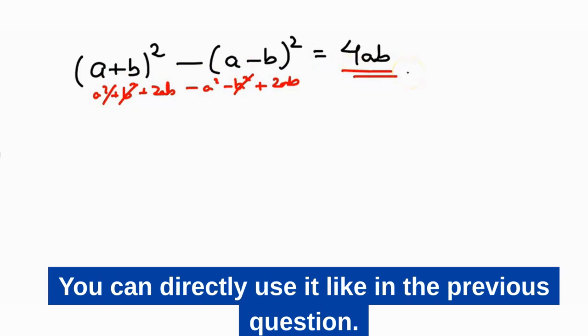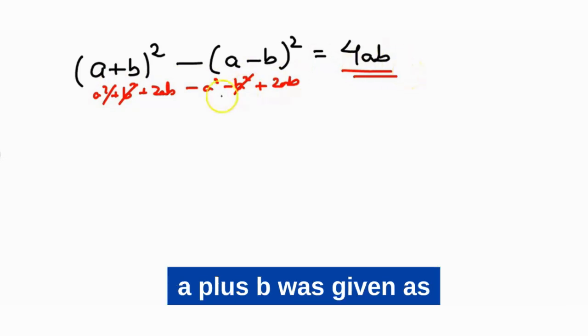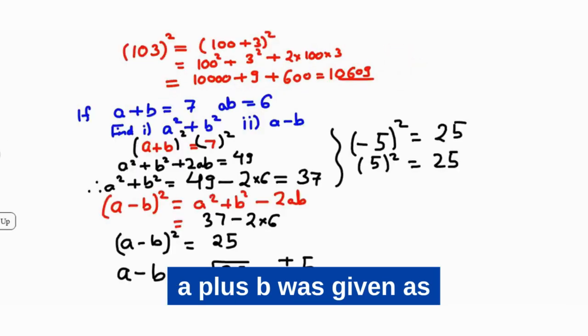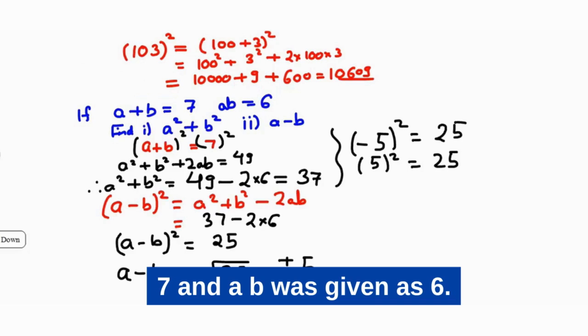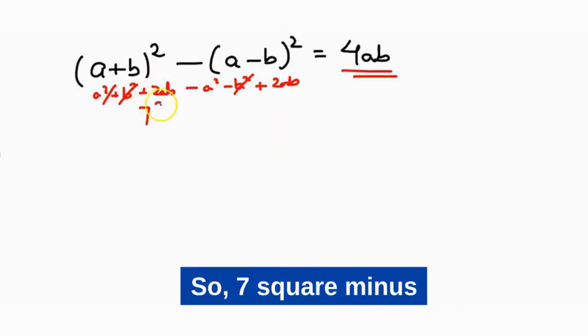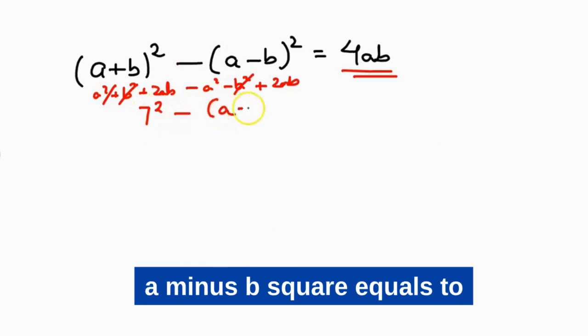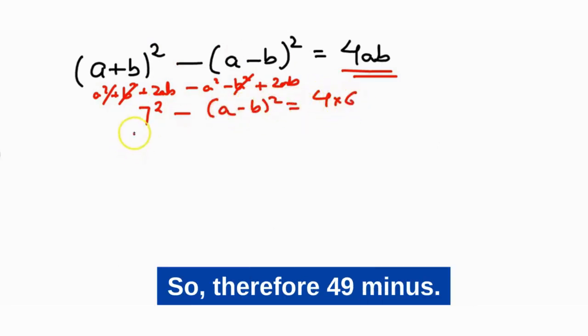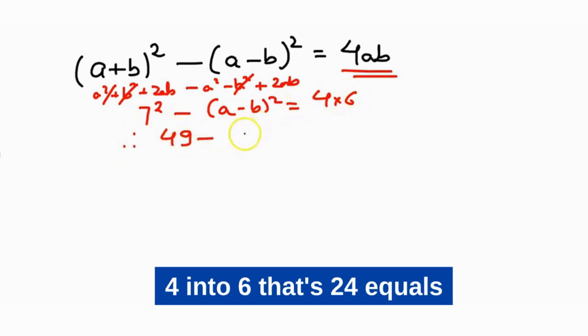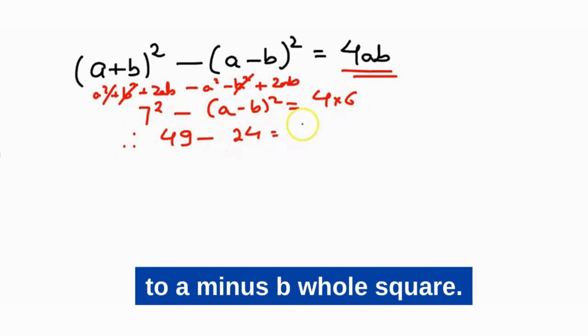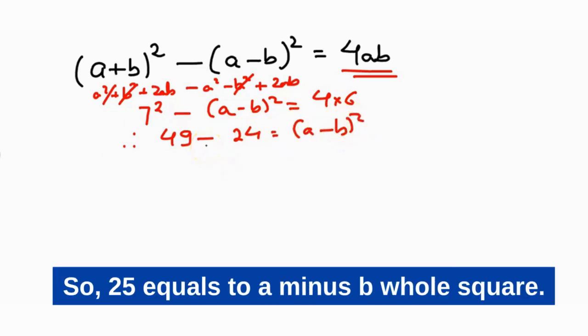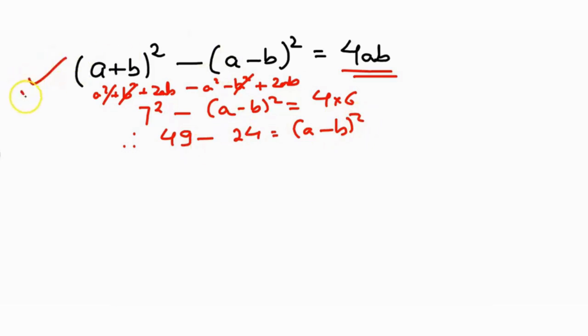You can directly use it like in the previous question. A plus B was given as 7 and AB was given as 6. So 7 square minus A minus B square equals 4 into 6. So therefore, 49 minus 4 into 6, that's 24, equals A minus B whole square. This is 25, so 25 equals A minus B whole square. You can use this formula also.